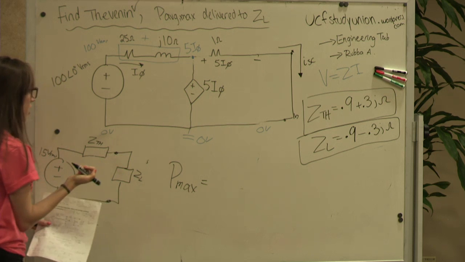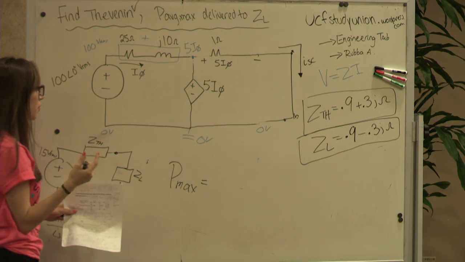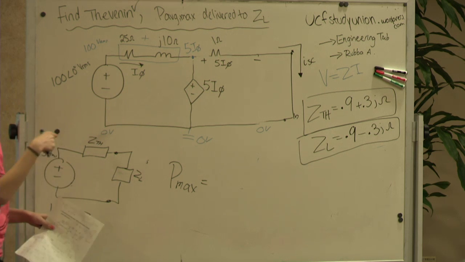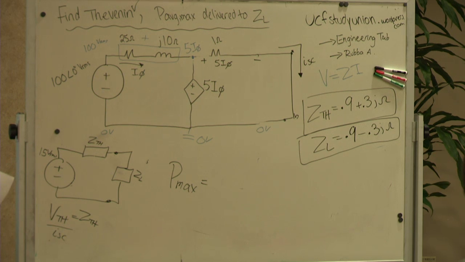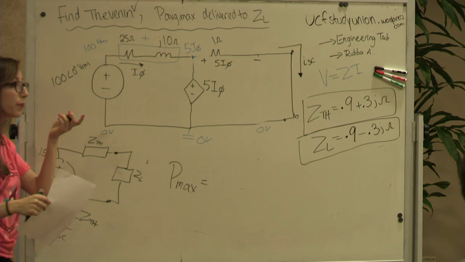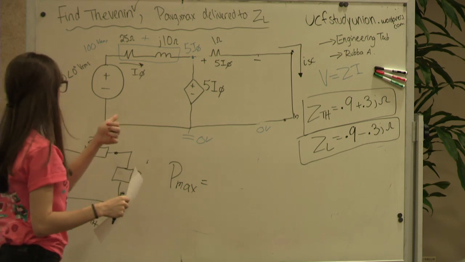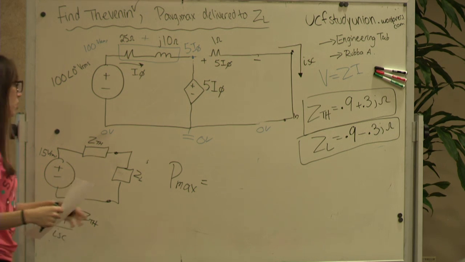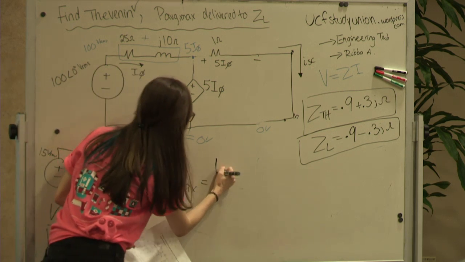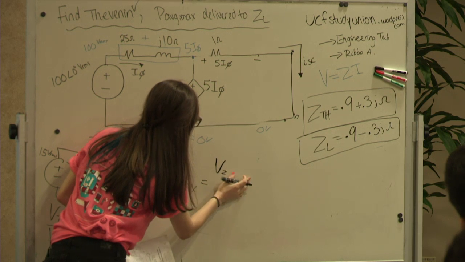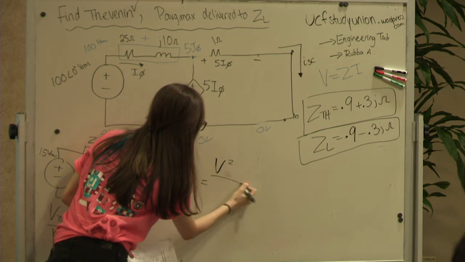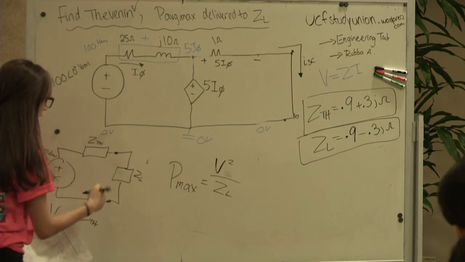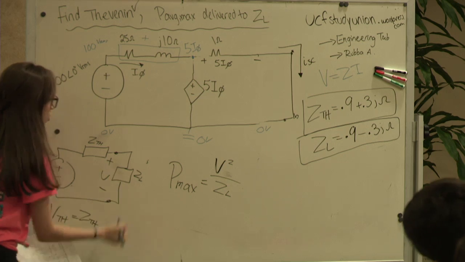Can everyone recall how to find power for impedance? It's similar to resistors. There are like three different formulas. You could do VI. You do I squared times R, and you could do V squared over R. So we'll just do V squared over R. Well, in this case, it'd be Z. And I'm going to call this V. So what's V?